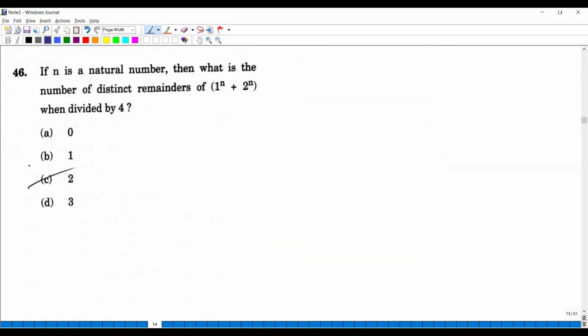N is a natural number. So here this natural number is also important. Natural numbers start from 1. So n you can substitute from 1, 2, 3, 4. So what is the remainder when divided by 4? What is the distinctive divisors he is asking?